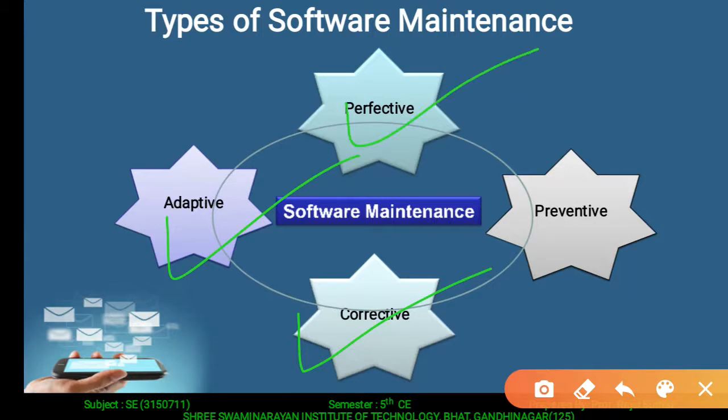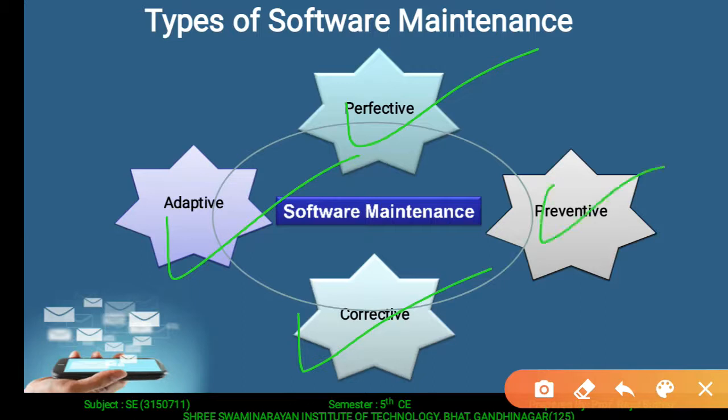Then the next one is perfective. What do you mean by perfective maintenance? This includes modification and updation done in order to keep the software usable over a long period of time. So perfective maintenance adds some new features and new user requirements to refine the software and improve its reliability and performance.